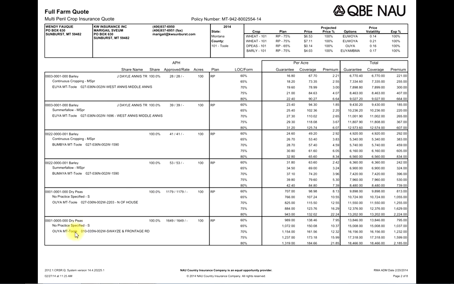Here's a pea example. You can't do enterprise units on peas, so this is optional units, and you can see how much more expensive that is. It's going to cost you $12 an acre for the 70% level on peas here, and you'd be guaranteed $161.